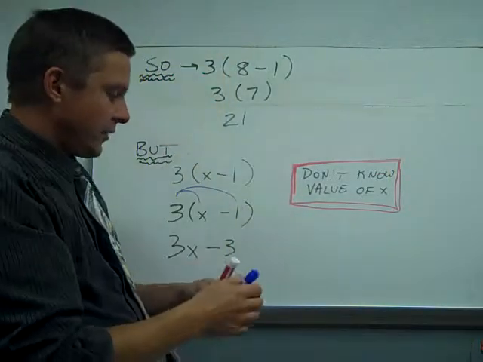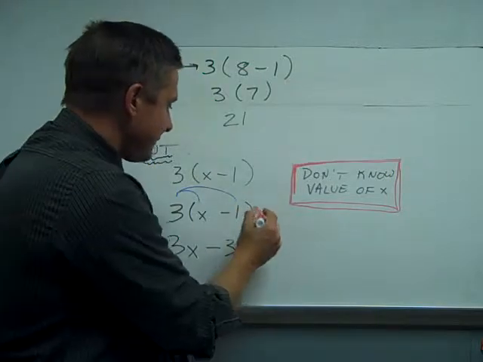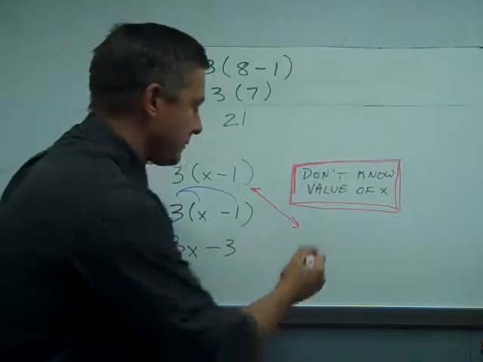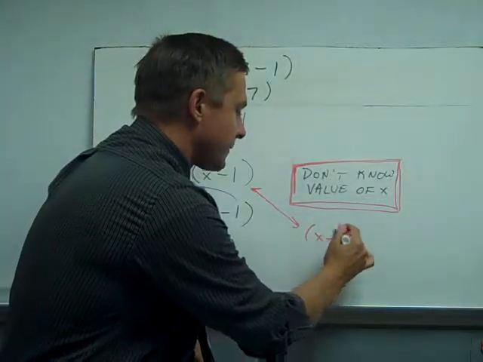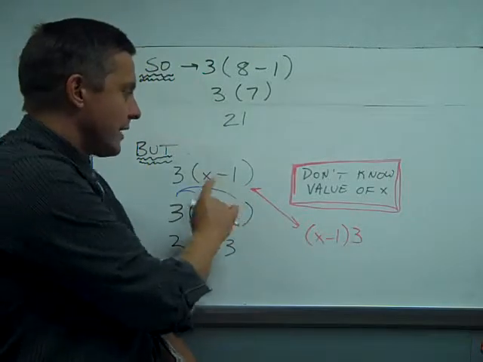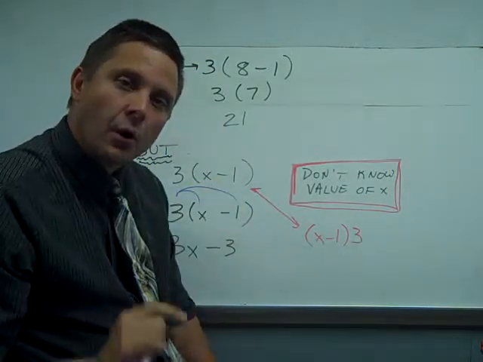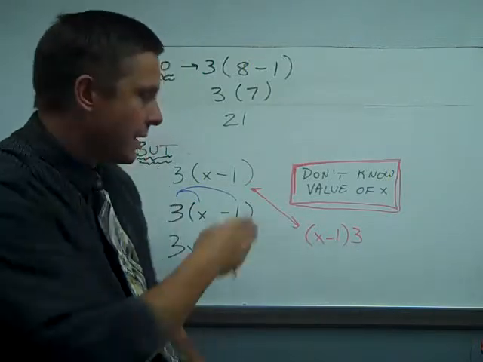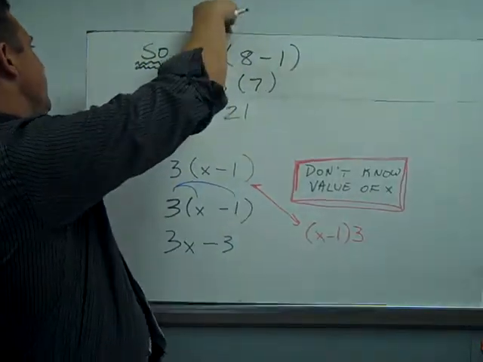Often, the other thing we should realize at this point is this can be written another way. I can take 3 times x minus 1, or I could write x minus 1 times 3. I think the thing you have to realize is it doesn't matter what order we multiply in. 1 times 2 is 2. 2 times 1 is 2. So let's do some examples.